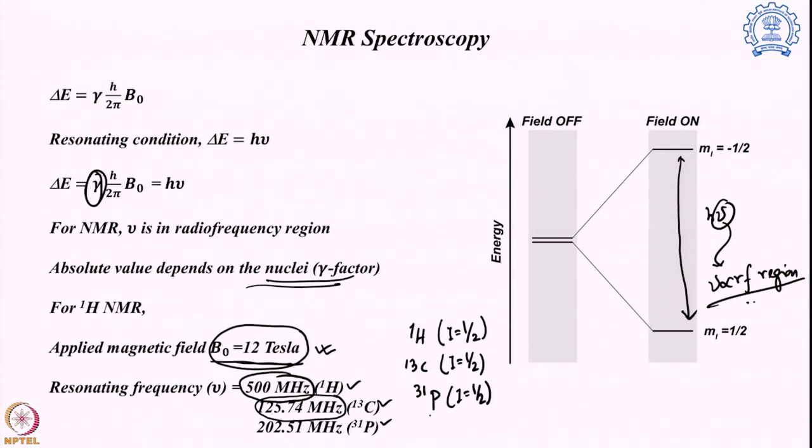The 31P is stronger than 13C, but weaker than proton, as per the value of the gyromagnetic ratio of that particular nuclei, and we have a resonating frequency of 202.5 megahertz. So over there we can say that the overall energy gap between the different nuclear spin states in the presence of a magnetic field will be dependent on two different factors. One is the external magnetic field, its strength, and the second is the gyromagnetic ratio. It will be an intrinsic property of the nuclei itself.